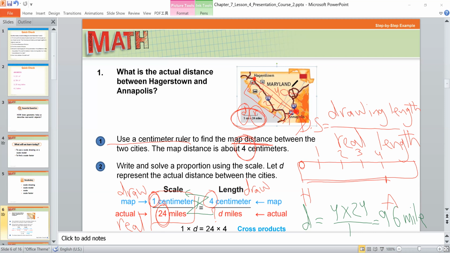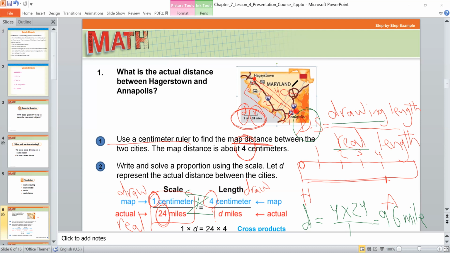So what is the drawing scale, Faisal? Be with me please, because this is a very important lesson you have learned. The drawing scale is equal to the drawing length over the real length. Again, repeat with me. What is the drawing scale? It's the drawing length over the real length.